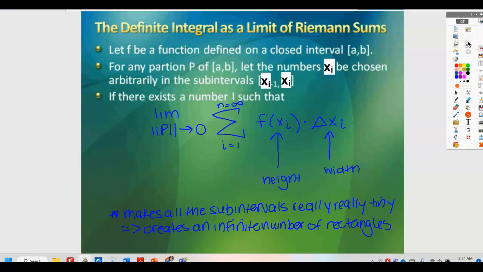All right, so this is the next big part: the definite integral as a limit. We already talked about this. You have the limit. Our textbook sometimes will go from P to N, but that just represents the norm of the partition. The f of x sub i is your height, and the delta x sub i is your width. Again, what the limit does is create an infinite number of rectangles.